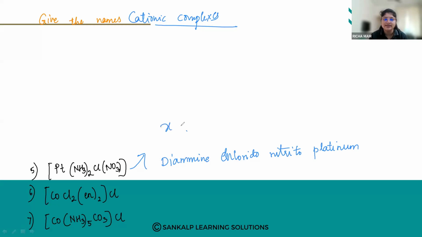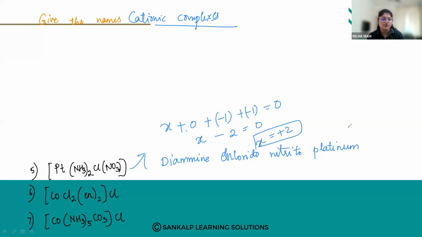So platinum is x, plus ammonia is 0, plus chlorine is -1, and NO2 is also -1, equals 0. So x minus 2 equals 0, so x is equal to +2. So the charge on this is platinum(II). Very good. Fine. So let us go for the next one.